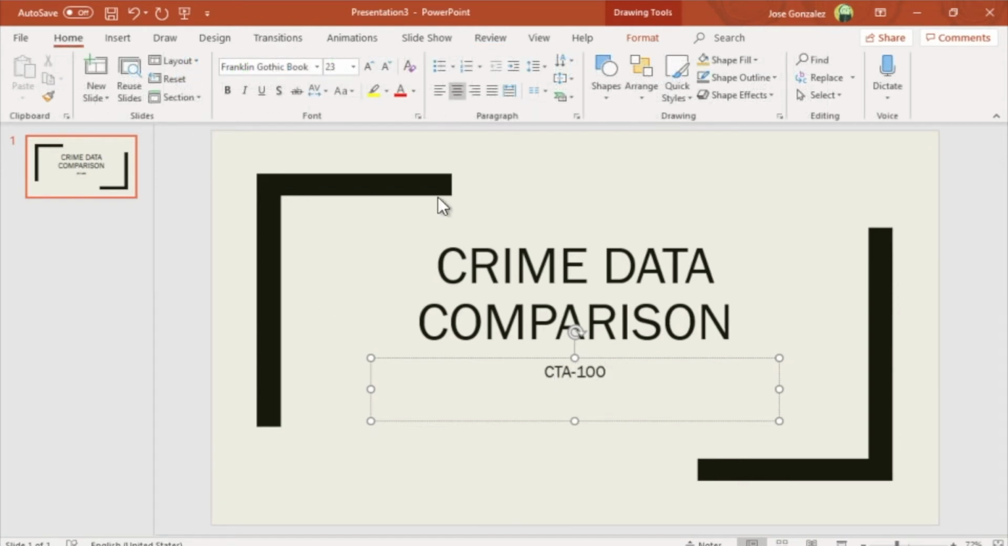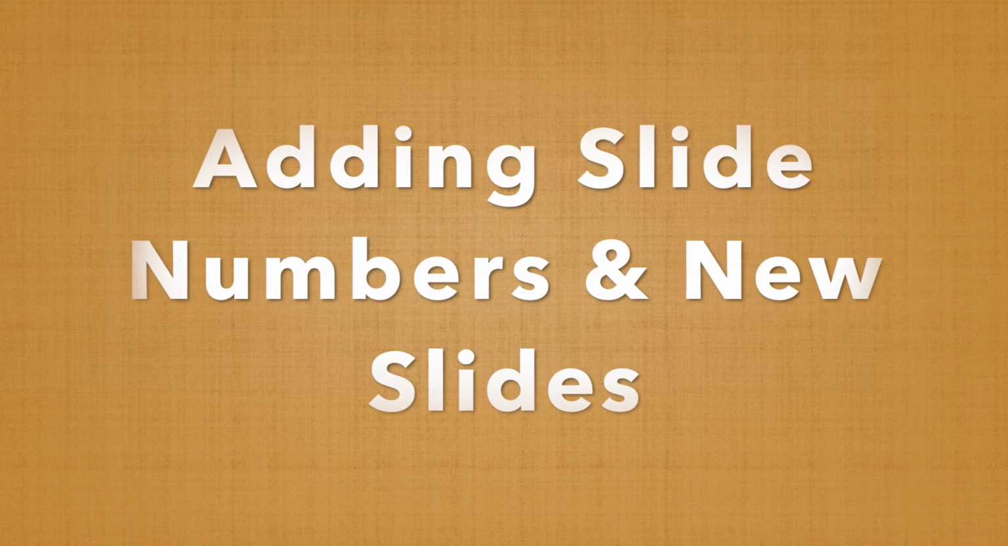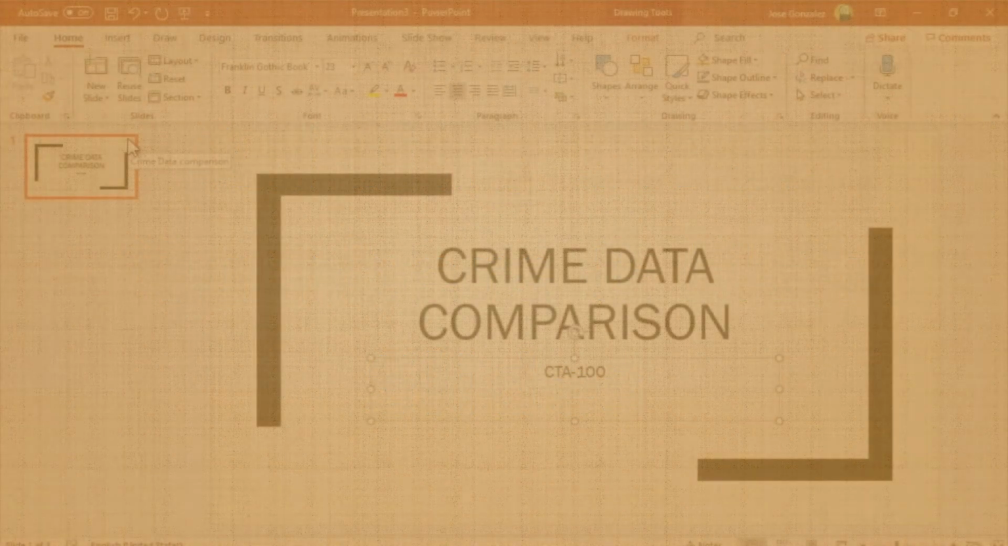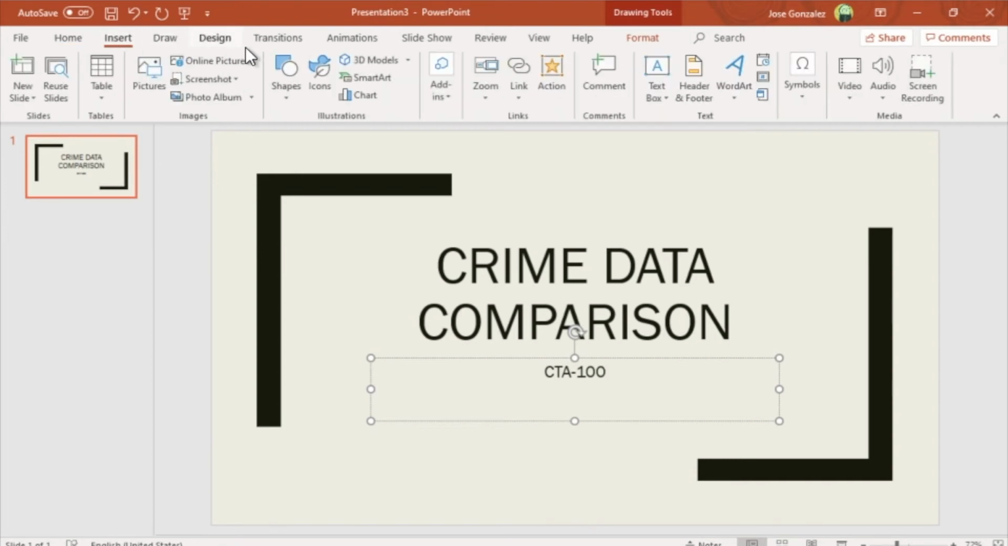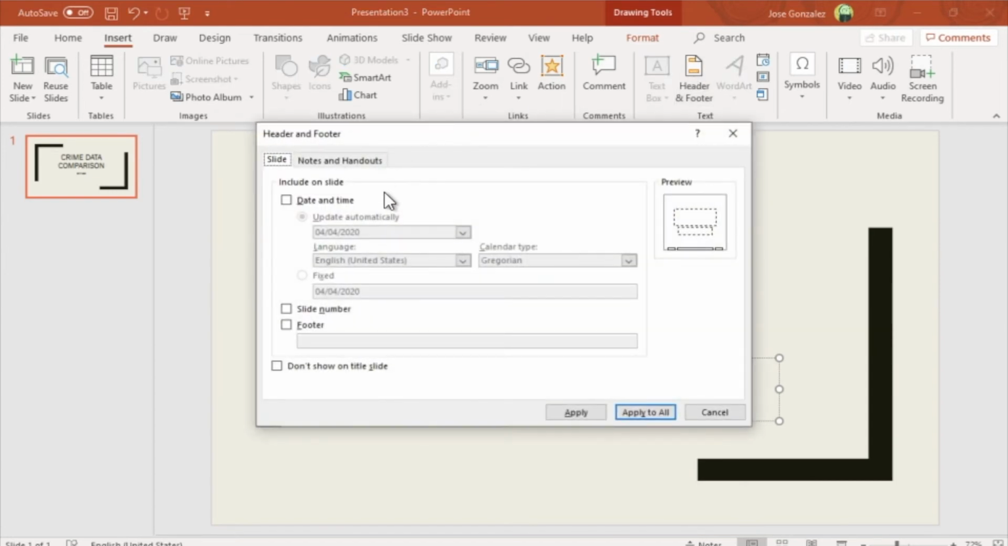Now that we have created the main content, we're going to modify the slide by adding slide numbers, by going to the Insert tab, looking for the Header and Footer under the Text group. And here we have various choices. What we're going to do is add slide numbers. And that's the only choice we have for this particular exercise.